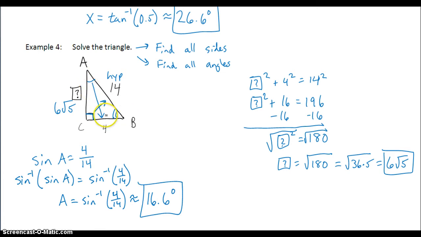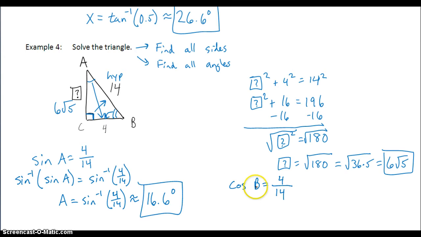So my last value that I need to figure out is angle B. Now when I look at angle B, I can use any trig ratio that I want, but I want to stick with the trig ratio that involves these two integers. So if I look at angle B and this side right here, this side is actually adjacent to angle B. And the hypotenuse is 14. So the trig ratio that I want to use is adjacent over hypotenuse, cosine. Cosine of B equals 4 over 14.